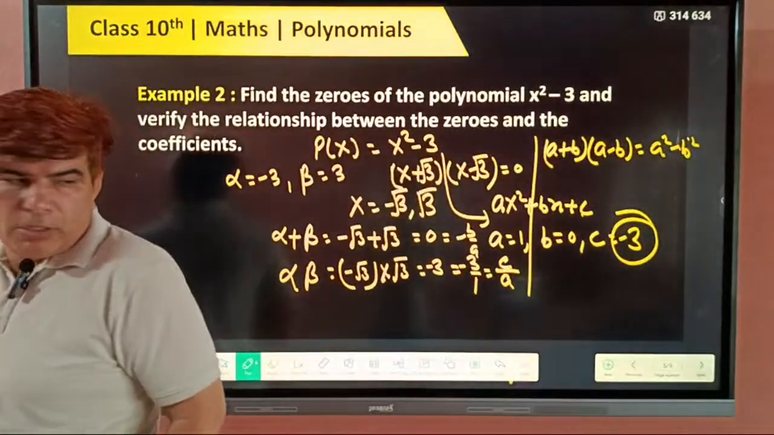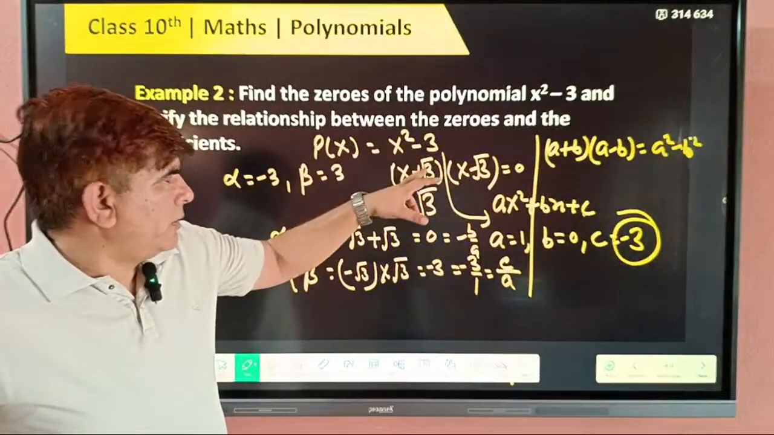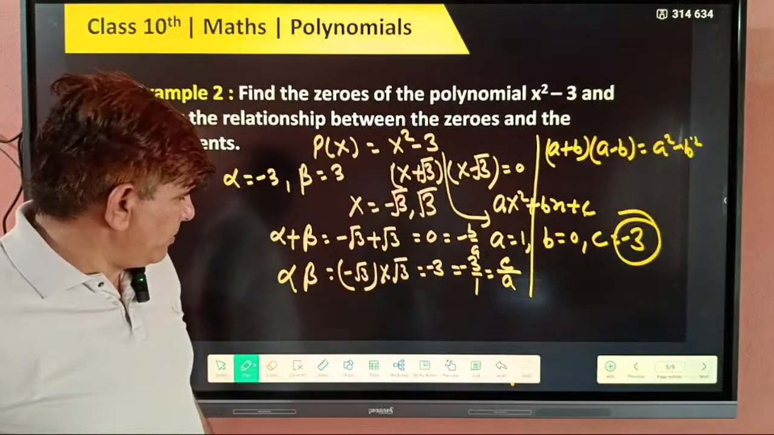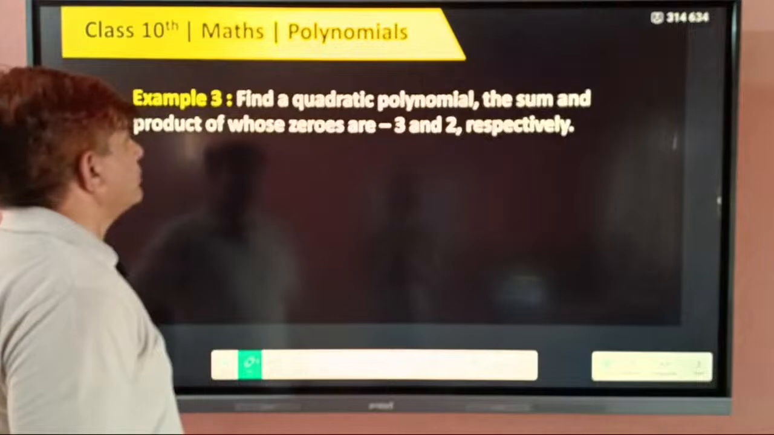So I told you I have one mistake here. I had written 3 but it comes under root 3. So all here come in this way. Able to understand? So next question. In this way you can solve all.